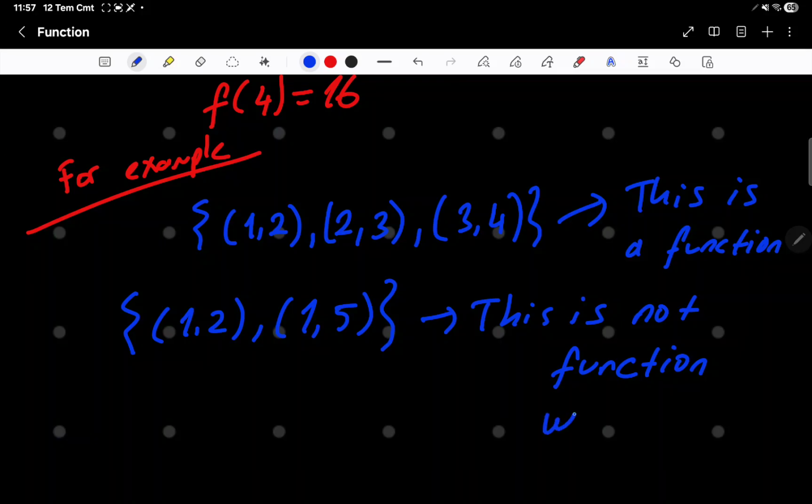Why? Because the same input has two different outputs. One input, output 2, output 5, two different outputs. This is not a function.